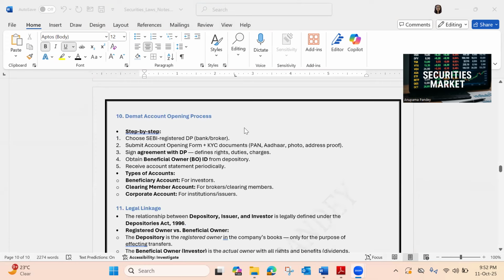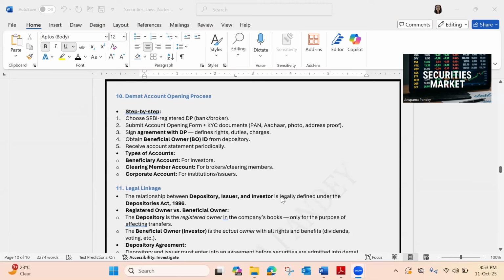Demat account opening process. As you are aware, to deal in securities, you must have a demat account. So what are the steps for opening the same? Choose a SEBI registered depository participant. Submit the account opening form plus KYC documents. Sign an agreement with the depository participant, which defines the rights, duties, and charges. Obtain the beneficial owner ID, BOID, from the depository. Receive account statements periodically. Types of account, कौन कौन से होंगे? Beneficiary account for investors, clearing member account for brokers and clearing members, and corporate account for institutions and issuers. So this will be the process of your account opening.